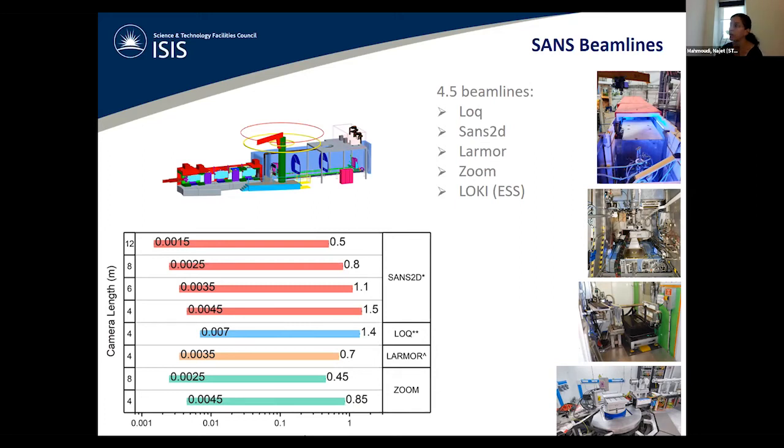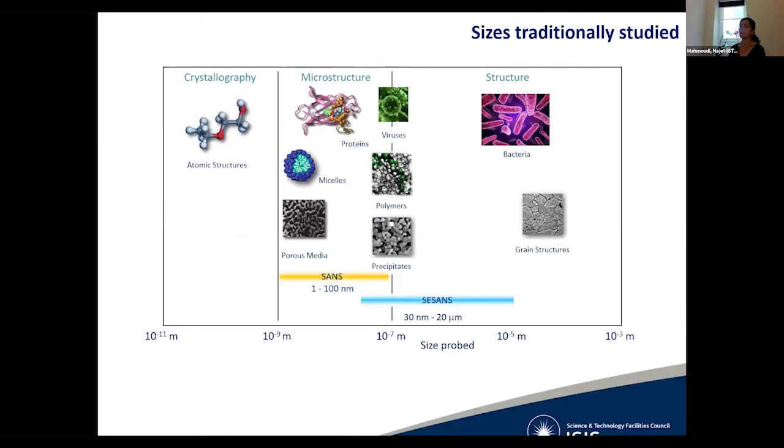On ZOOM and LARMOR, you can do polarized SANS, while you can't do that on SANS-TD and LoQ. On LARMOR, you can also do what we call SESANS. That's spin echo SANS, that allows you to look at larger structures between basically 30 nanometers and 20 microns. And that brings me to the sizes that are traditionally studied on SANS instruments. Traditionally, we study sizes between 1 and 100 nanometers. Our resolution doesn't go below 1 nanometer.